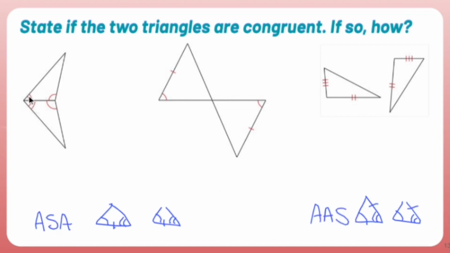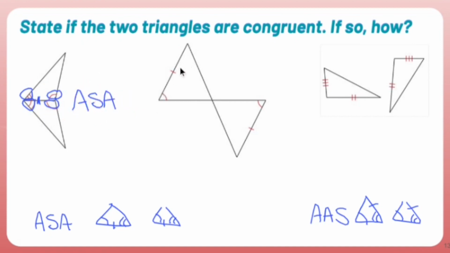So what do I have here? I have these two angles are the same. I have these two angles are the same, but I don't have a side. Oh, wait a minute. Yes, I do. It's the included side in between. These sides are the same exact side, which means they're equal. So I have angle, side, angle, ASA.